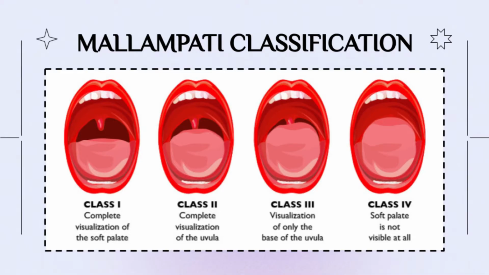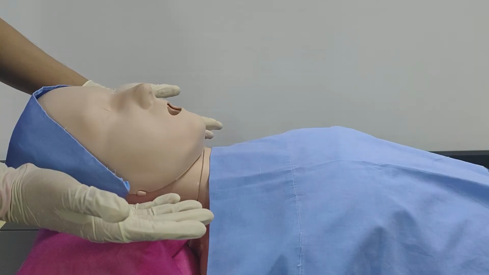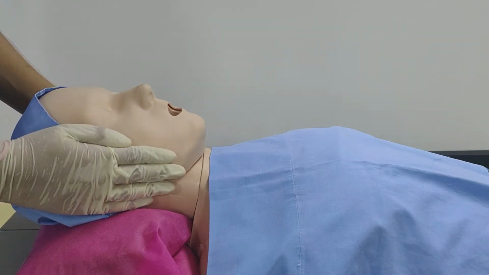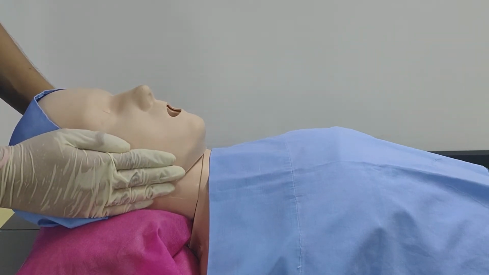Check for the Mallampati classification of the patient. Class 3 and 4 suggest possible difficulty during intubation. Check for obstruction in the oral cavity and the neck. Lastly, check for neck mobility.